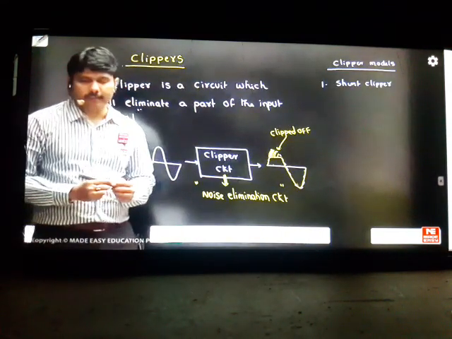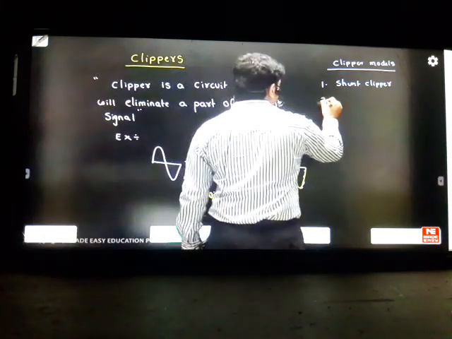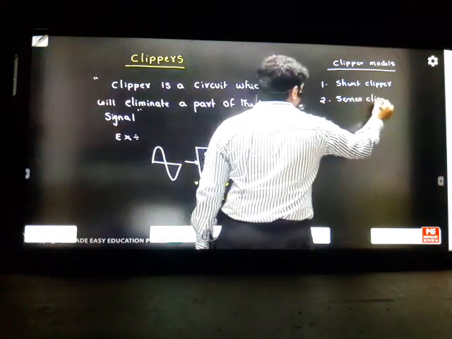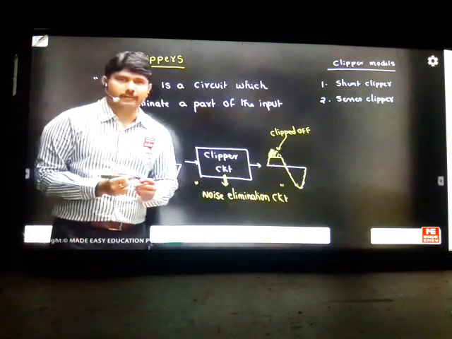Today is completely circuit design analysis. Nothing theory, nothing is there. Try to understand how we can analyze it. After that, we will go for series clipper designs. First one is shunt clippers, then how to make series clippers. Basically, we have only two types of clippers: shunt and series.